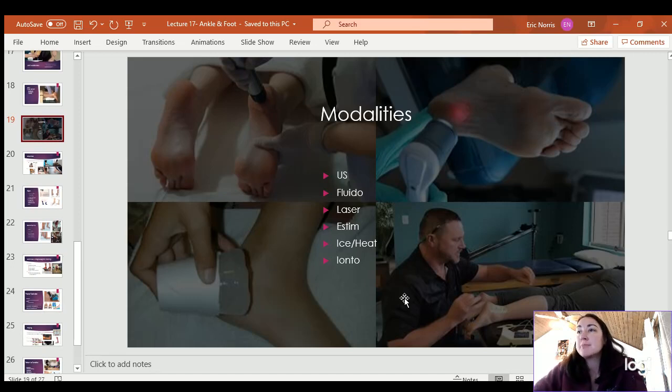Laser therapy, you may be able to do in certain cases. I don't see it a lot in the clinic either. E-stim, just for pain gating. Ice or heat, just depending on which one they want. Of course, I go towards ice. Most of these are inflammatory conditions, so we want to decrease inflammation. And then with your iontophoresis, which is what he's putting on it down here, less common these days in clinic, but it's a great modality when available to decrease inflammation.